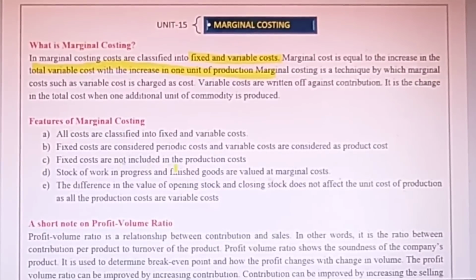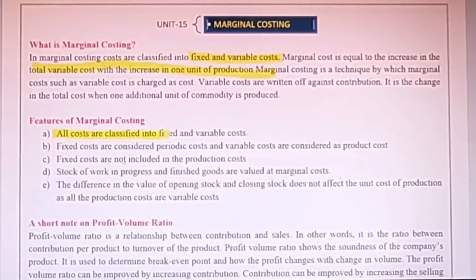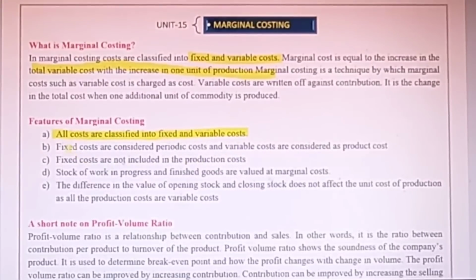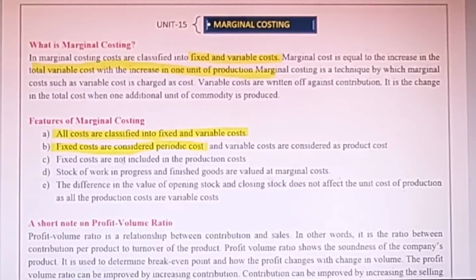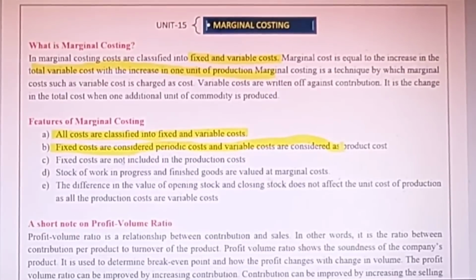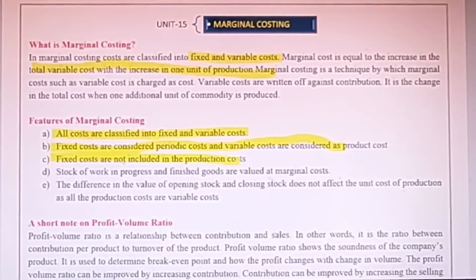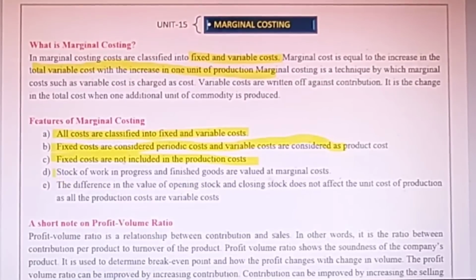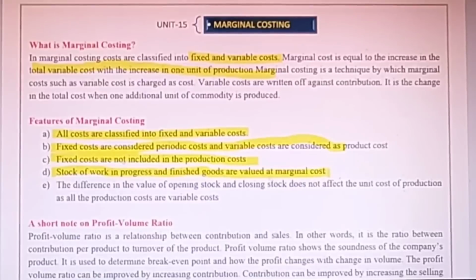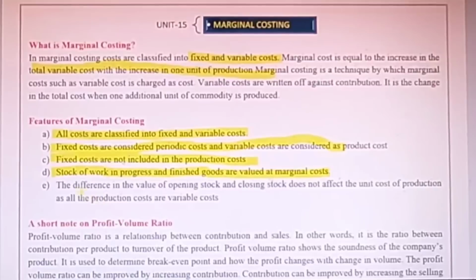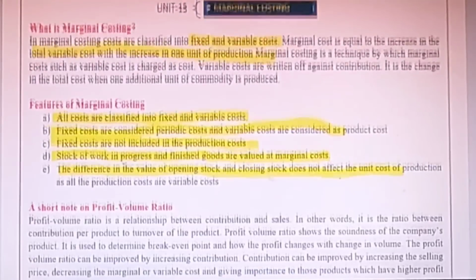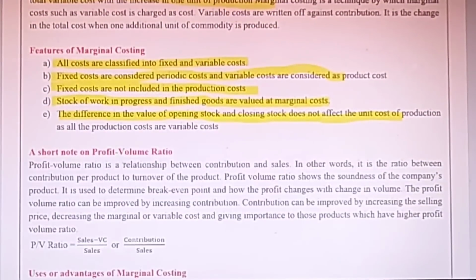And some features of marginal costing are there, like all costs are classified into fixed and variable cost, and fixed costs are considered period cost and variable costs are considered as product cost. And fixed costs are not included in the production cost. Only variable costs are included. Stock of work in progress and finished goods are valued always at marginal cost, and the difference in the value of opening and closing stock should not affect the unit of production. So these points should be taken care of. Main characteristics marginal costing की.